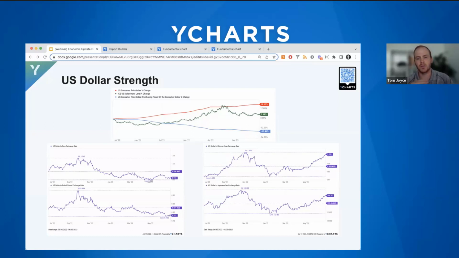On the right-hand side, we're almost seeing the exact opposite. We are retesting those 52-week highs when it comes to the US dollar to Chinese yuan exchange rate, as well as the US dollar to Japanese yen exchange rate.